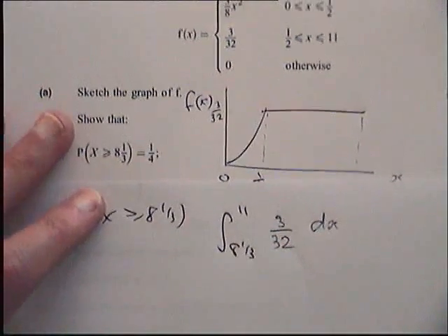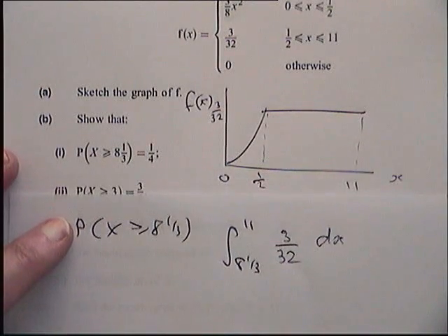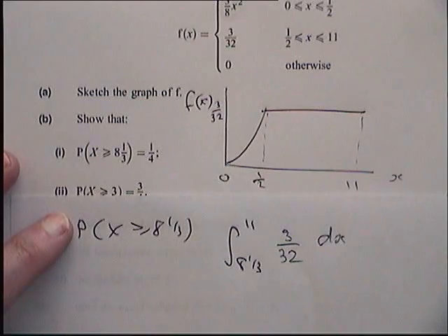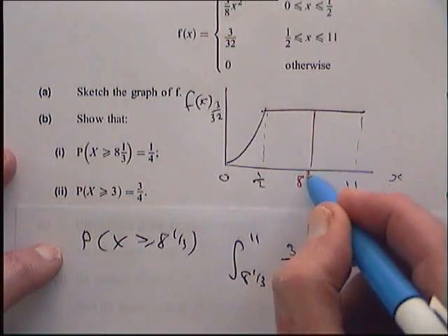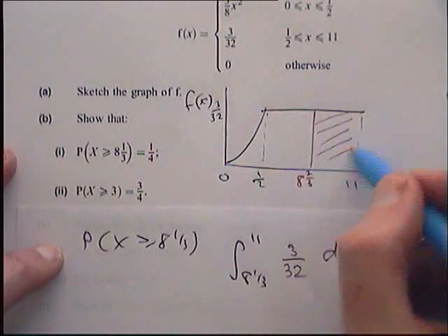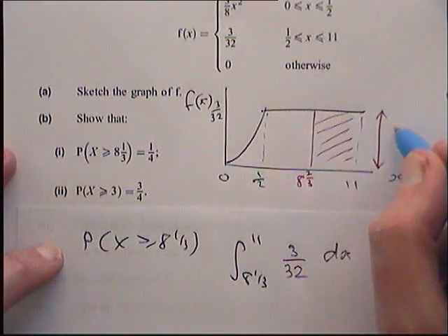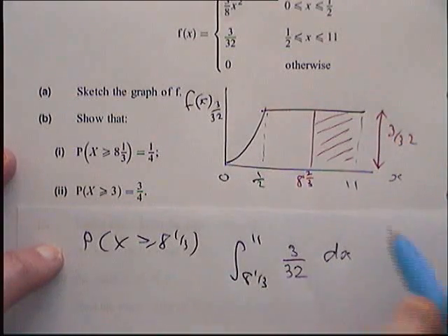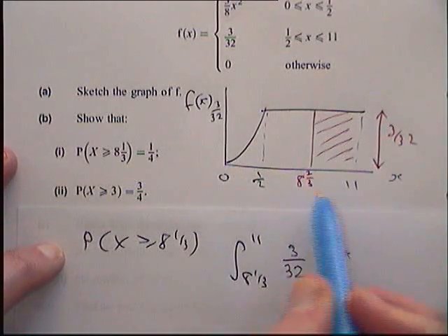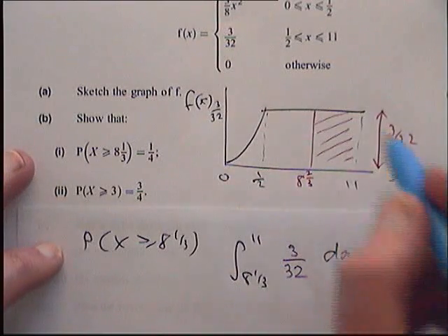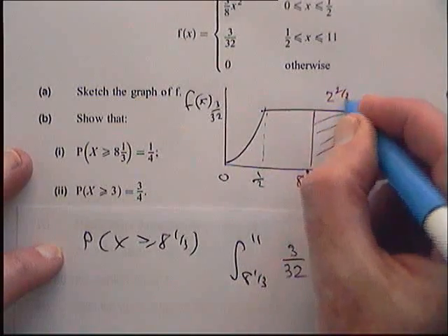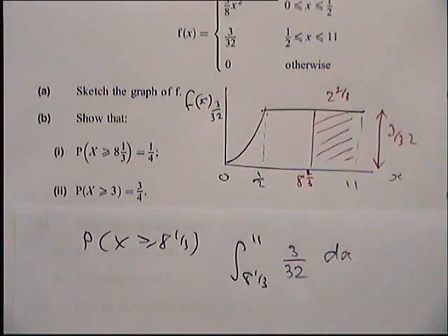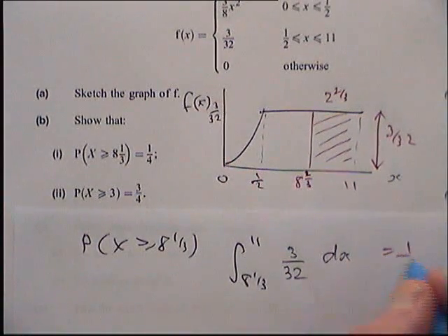I think you were coming up with an alternative as well, Tom. Yeah, if you do 2 and 2/3 times 3 over 32. So what you're saying here is 8 and a third is at some point here. That's a rectangle. We know the height of that rectangle is 3 over 32. The width of that rectangle is the difference between these two, which is a number you said, which was 2 and 2/3. So you could just times those together to get the area. Whichever way you do it, you should get the answer of a quarter.